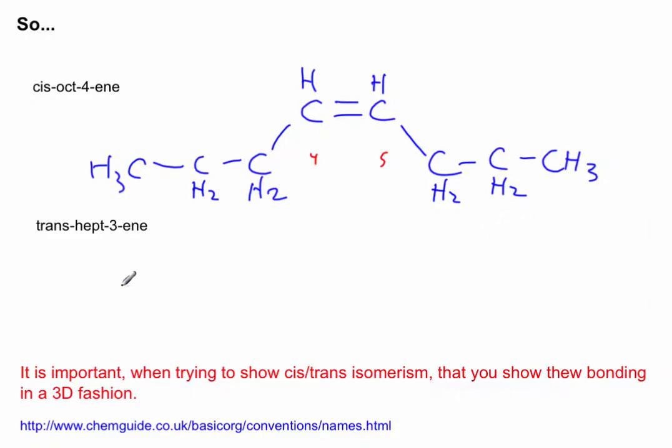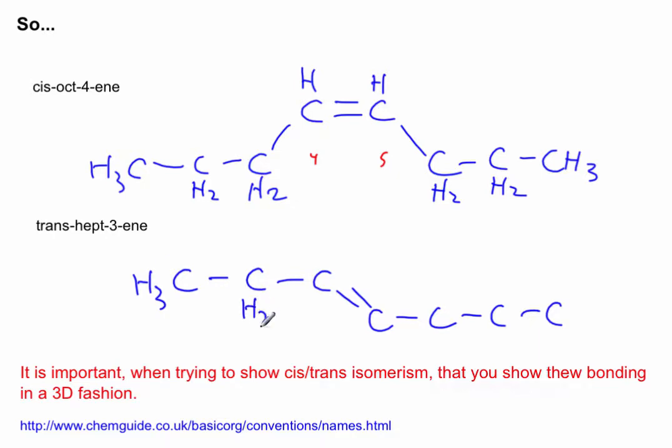So cis oct-4-ene, trans hept-3-ene. Well, it's trans and it's hept. So carbon 1, carbon 2, carbon 3 down. So this is the other way you can show it. And then across. So 3 to 4, 5, 6, 1 to 7. Okay, so that also shows the three-dimensionality. And there's my trans component.